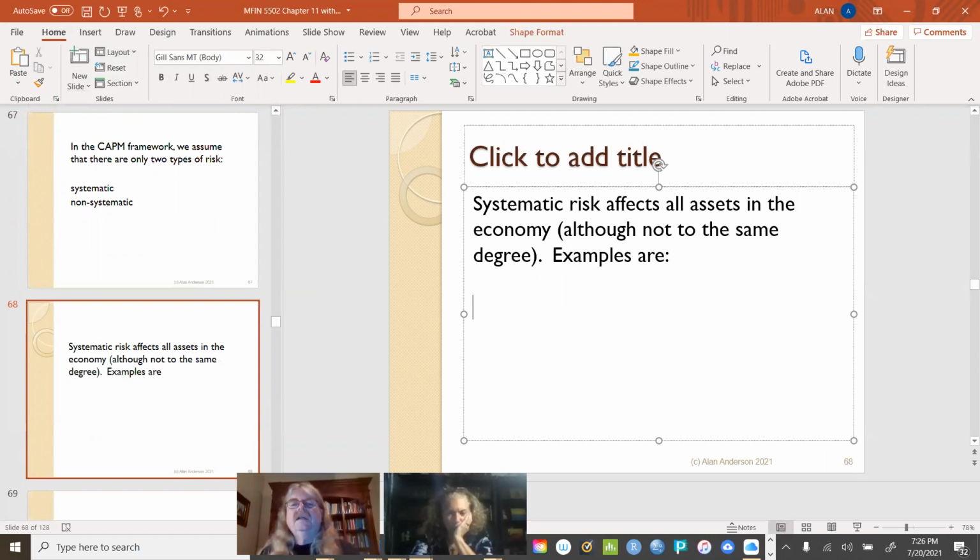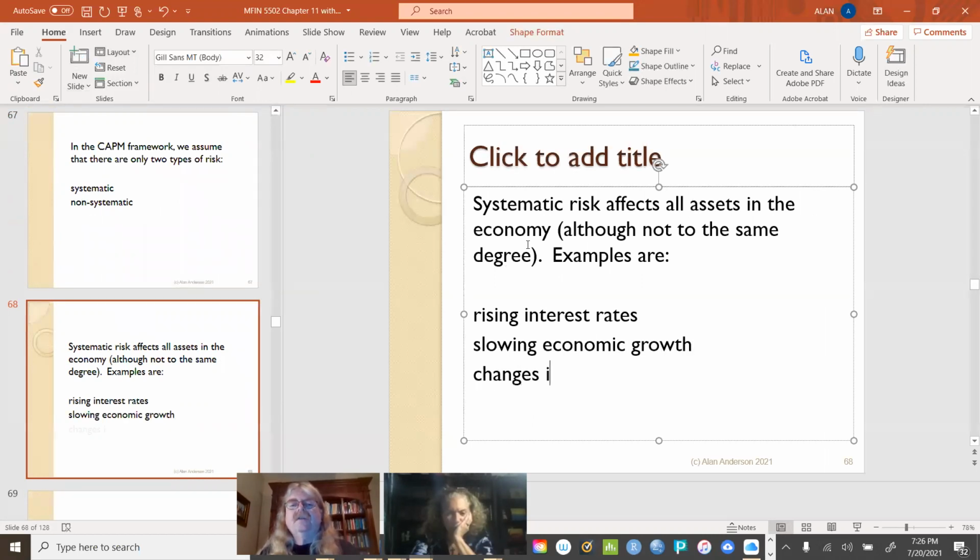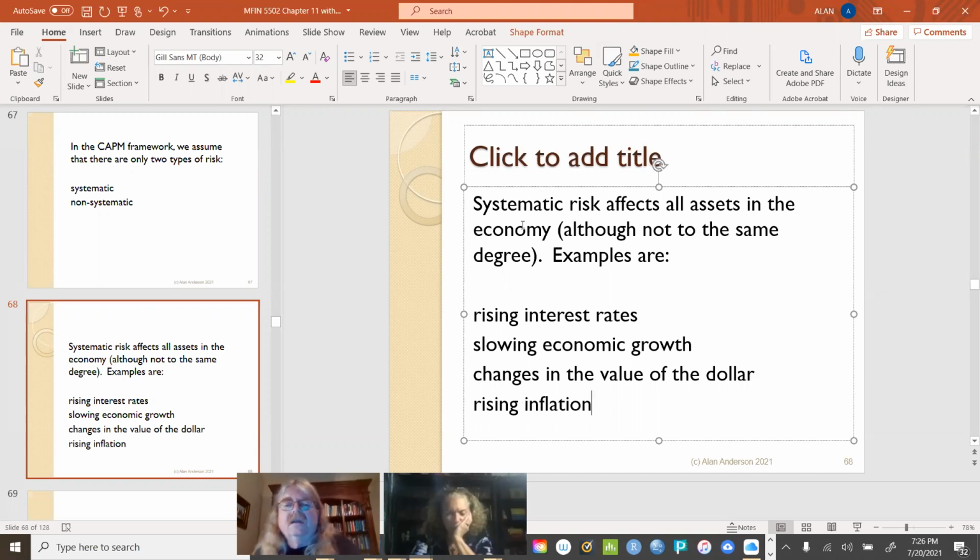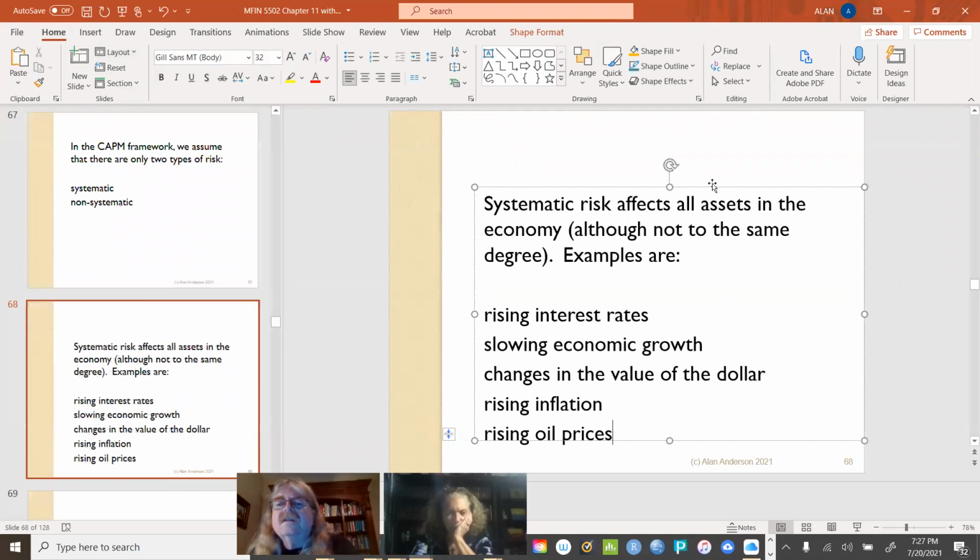Examples are rising interest rates, slowing economic growth, changes in the value of the dollar. You name it, rising inflation. Clearly, these will have an effect. Or how about this one, rising oil prices? These will affect just about every asset in the economy. So we call this systematic risk.